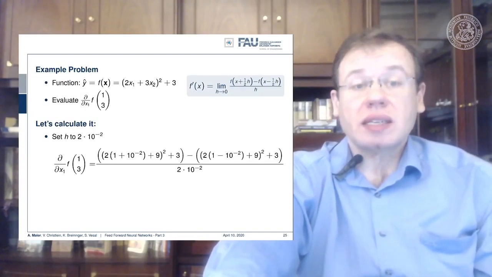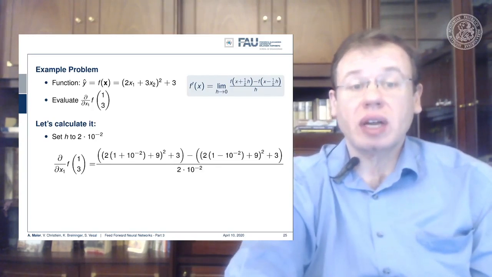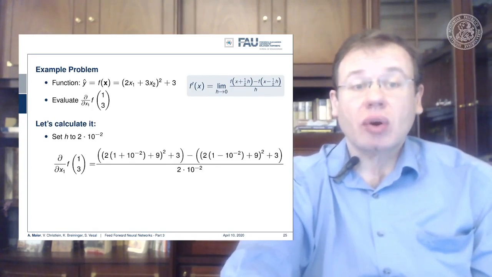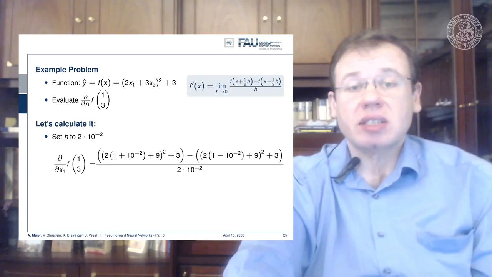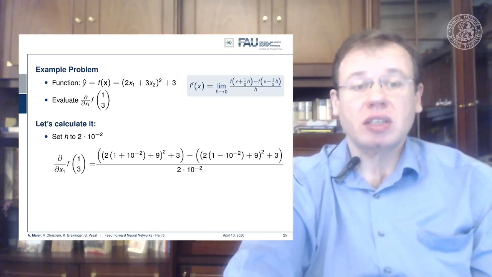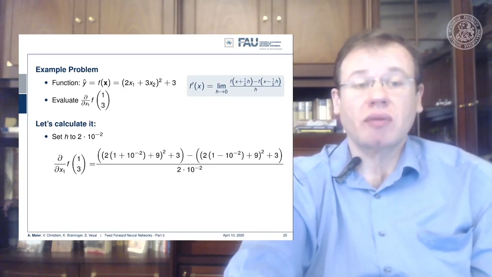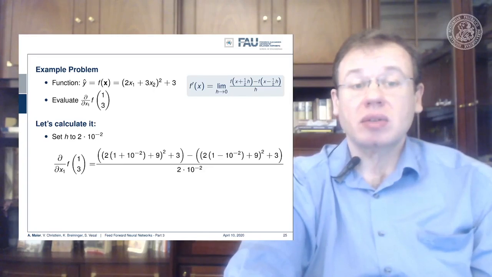Now, if you do that, we can do it in our example. So let's try to evaluate this. We take our original definition, (2x1 + 3x2)^2 + 3. We wanted to look at the position (1, 3). And let's just calculate this. Let's use the plus half h definition up above here. So we set h to a small value. Let's say a small value is 2 times 10 to the power of minus 2. And we plug it in.